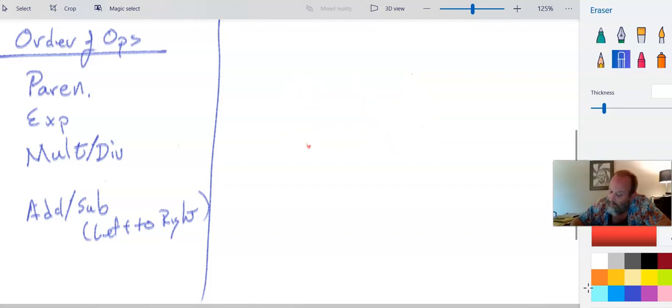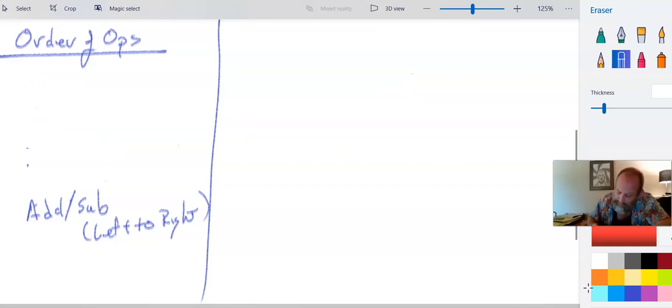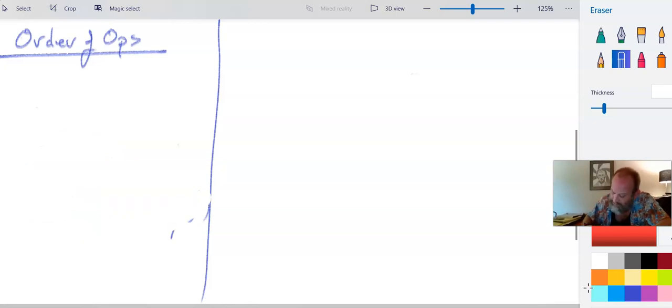All right, so what I want to do now is start taking a look at some examples. And that's pretty much what we're going to be doing from here on, just seeing how those order of operation rules apply. Why is this not erasing? There we go.